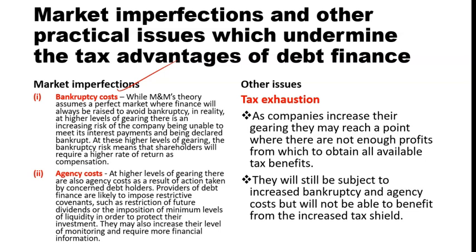All right, now there is also an issue of agency costs. At higher levels of gearing, there are also agency costs as a result of action taken by concerned debt holders. Providers of debt finance are likely to impose restrictive covenants such as restriction of future dividends or the imposition of minimum levels of liquidity in order to protect their investment. They may also increase their level of monitoring and require more financial information.